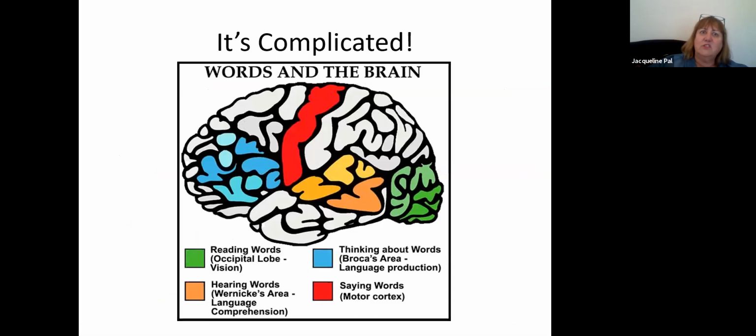Okay. So as you can see, words and communication are super complicated. For reading the words, we have the occipital lobe. For hearing the words, we have the temporal lobe for understanding the words. We have Wernicke's area for thinking about words and figuring out how to produce the language and move stuff around. We have Broca's area, and then for actually saying the words, we have the precentral gyrus. So there's a lot going on.